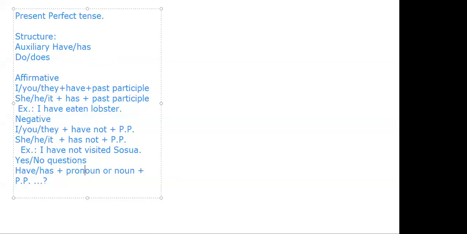Yes or no questions? Have you been to Puerto Plata? Have you been to Puerto Plata recently? If you have, please stay away from me. I don't want coronavirus in my life. So have you been to Puerto Plata recently? So this is a yes or no question. What is the answer for that? Yes, I have. Those are the possible answers.